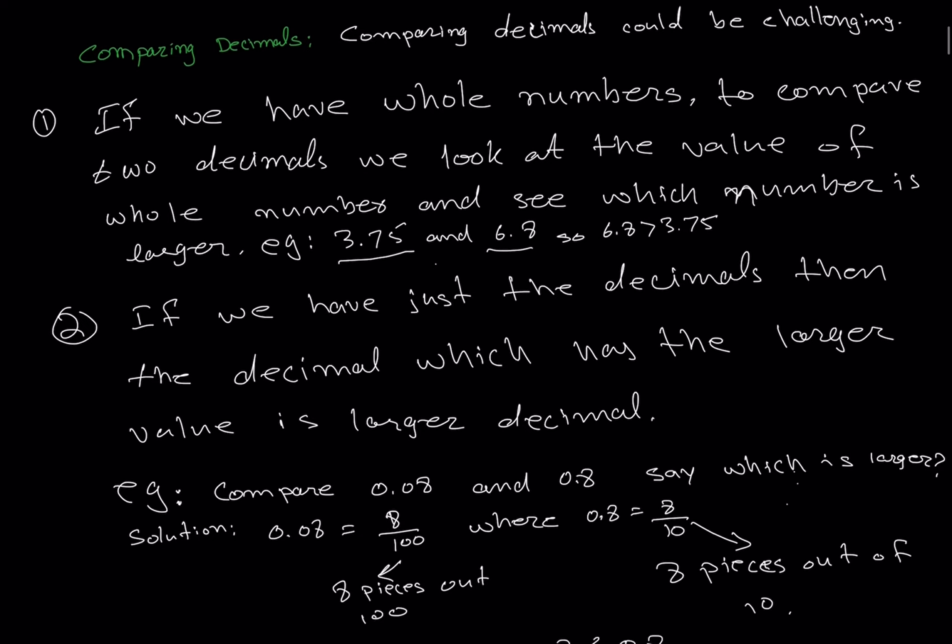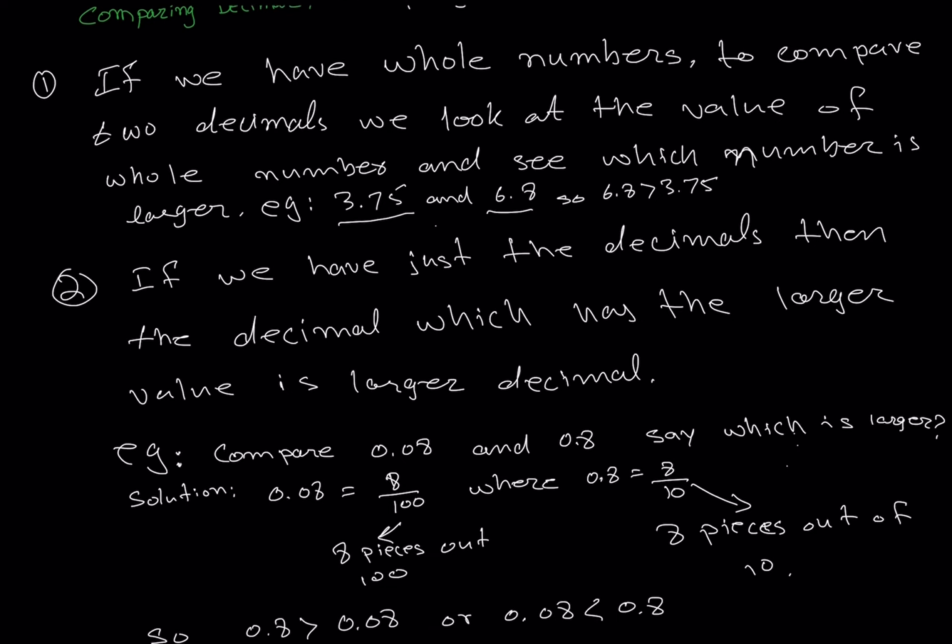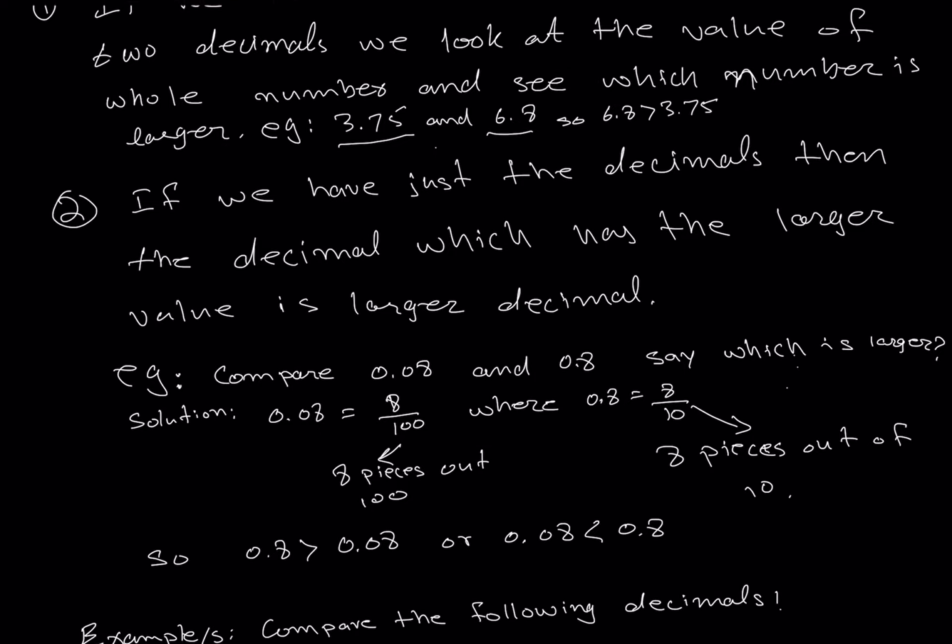In the other case, case number 2, we have just the decimals, or we don't have any whole number. Actually, 0 is a whole number, so if you don't have a counting number and you have just the decimals to compare, then the decimal which has the larger value is the larger decimal. Whatever has the larger value is the larger decimal. Makes sense.